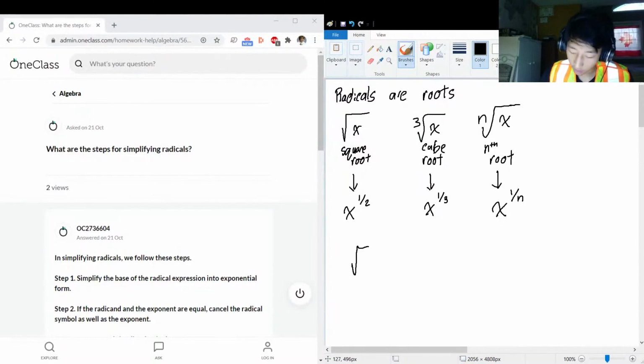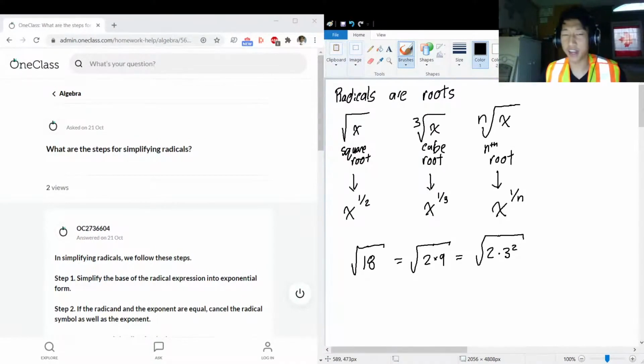Let's say we got the square root of 18. We know that 18 is equal to 2 times 9. What do we know about 9? That looks like a square type number to me. We should see that this is just 2 times 3 squared. 3 times 3, is that 9? Sounds about right. I've studied my times tables many times on many tables.